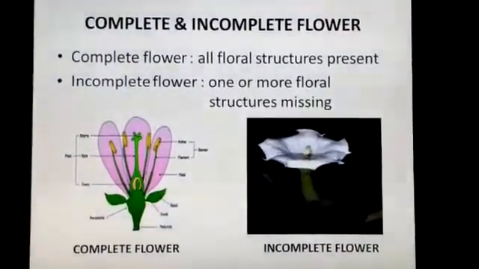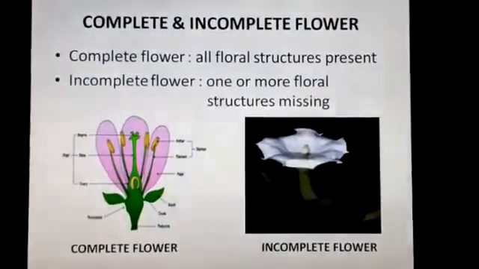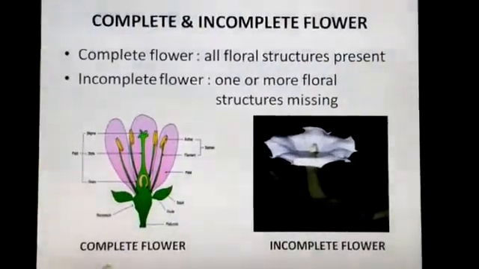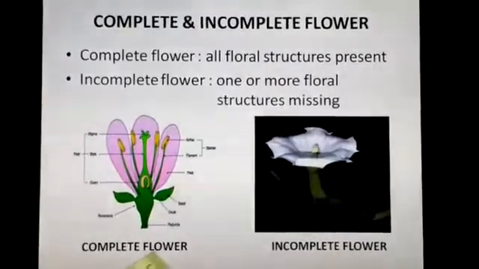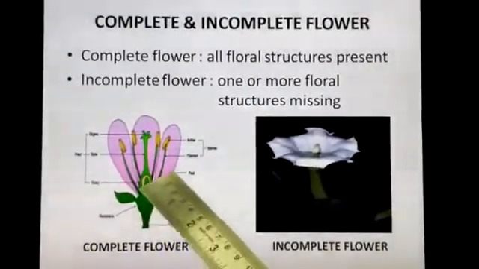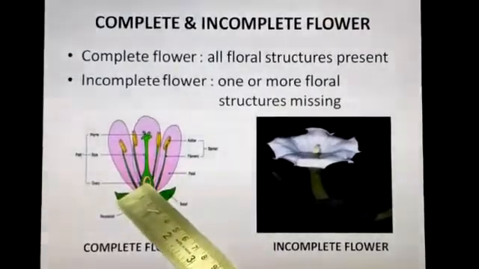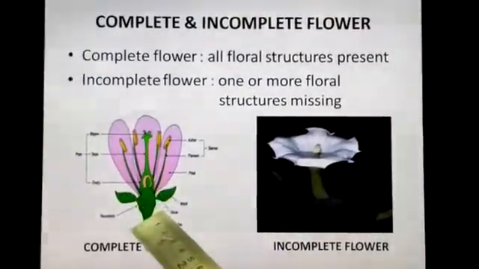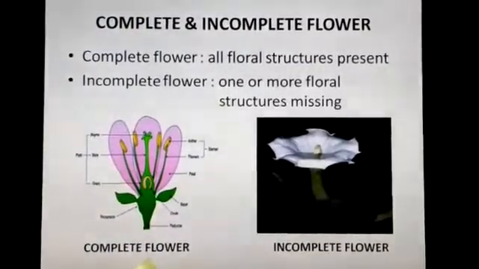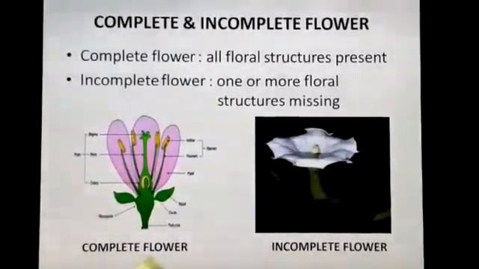Complete and incomplete flower. Depending upon the floral structures present, a flower is divided into complete and incomplete flowers. If you look at this figure, this flower has got sepals, petals, stamens and carpels, all the four floral structures present in it. Such a flower in which all floral structures are present is termed as complete flower.